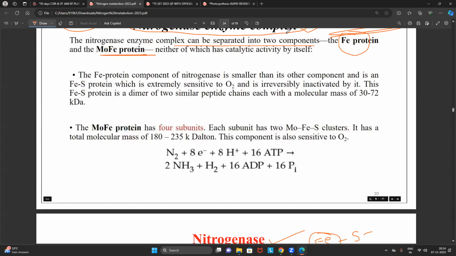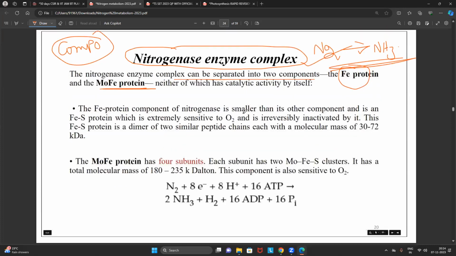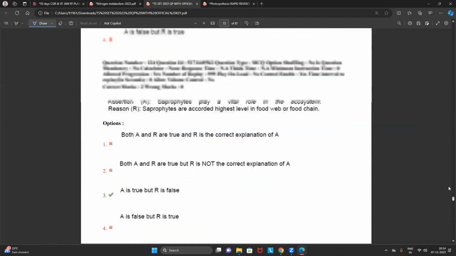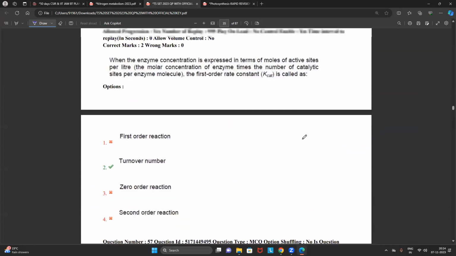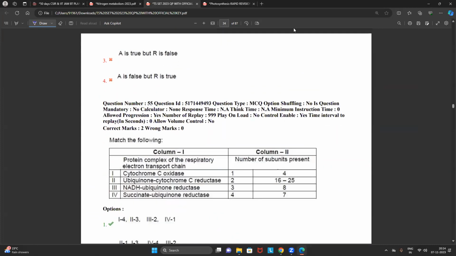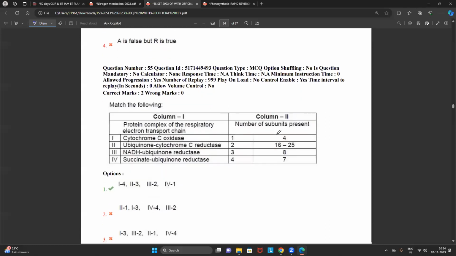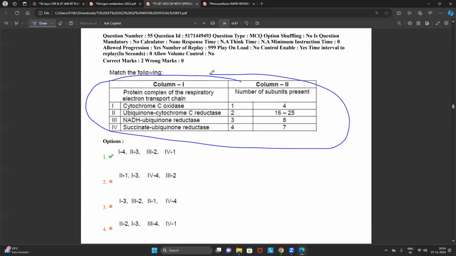Now, is it really necessary to remember the subunits? It is mandatory to remember the subunits. I just want to show you, we should always learn from our previous year questions. Now, this is a question from a paper that happened a few days back. See the question. They have given 4 enzymes present in the electron transport chain of mitochondria. They did not ask anything about inhibitors. They just asked about the subunits. That's all. That is the direct question they gave in the exam.